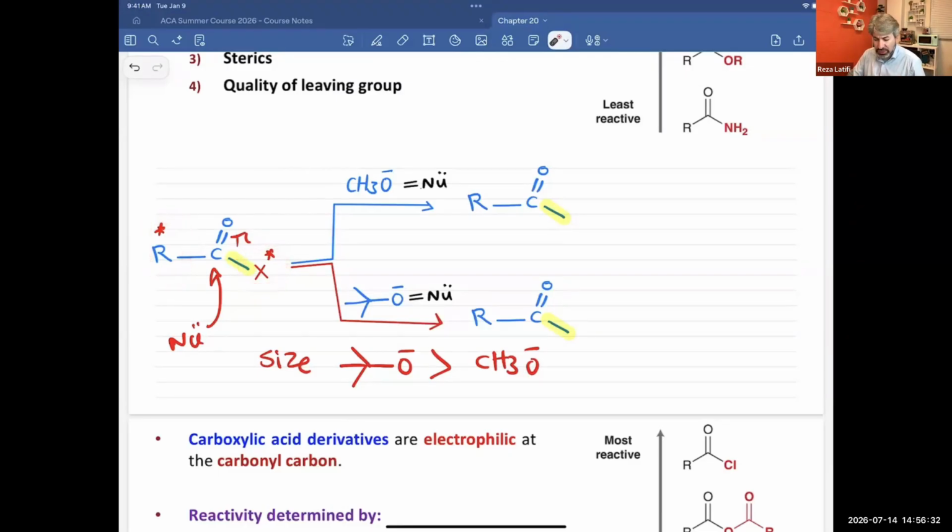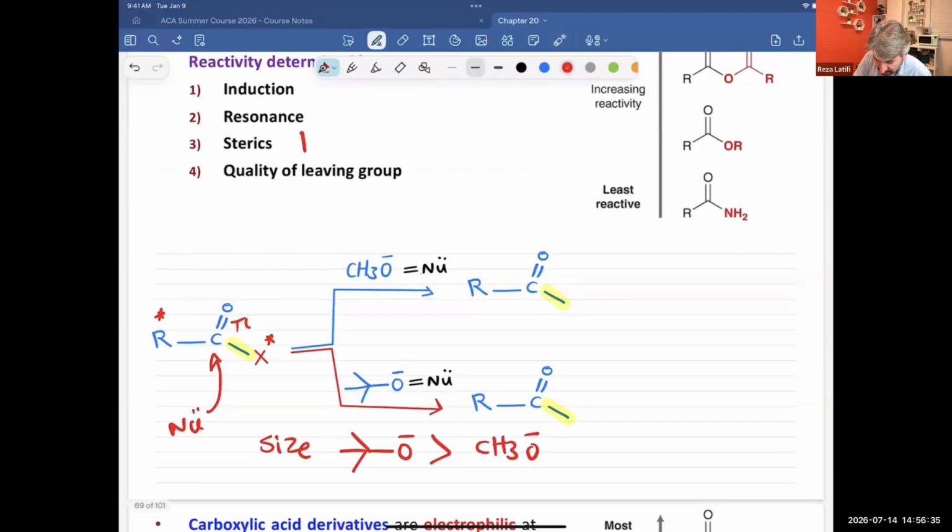And the more steric effect you have, the slower the reaction will be. The rate of the reaction will go down and the reaction will be slower. So anywhere you increase the steric effect, whether it's on the R group, on the nucleophile, or on the leaving group, in all of them, the rate of reaction will be slower.